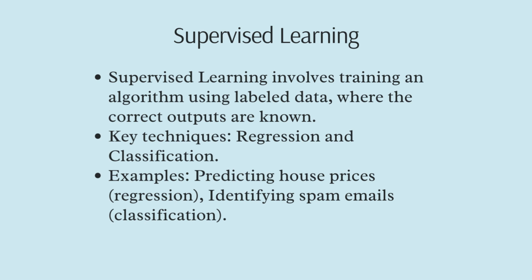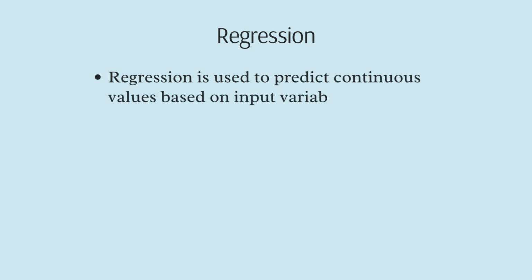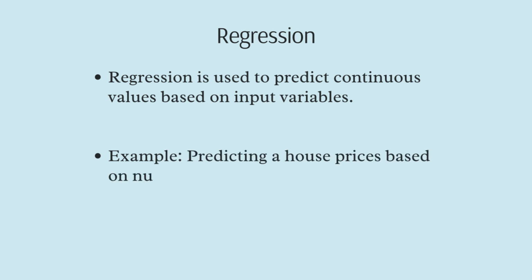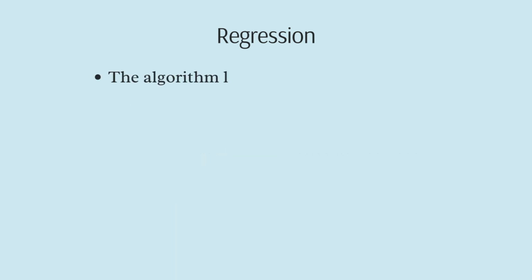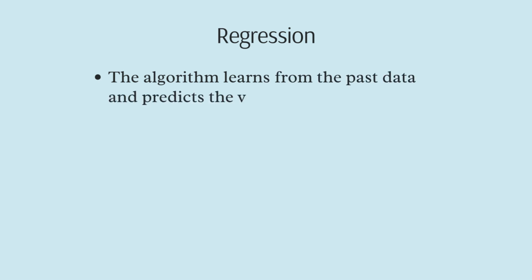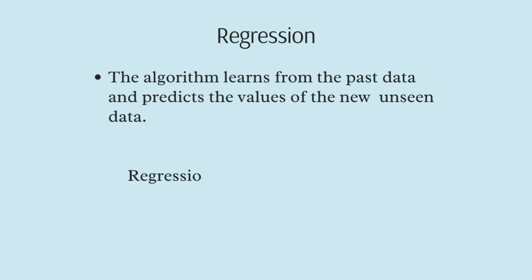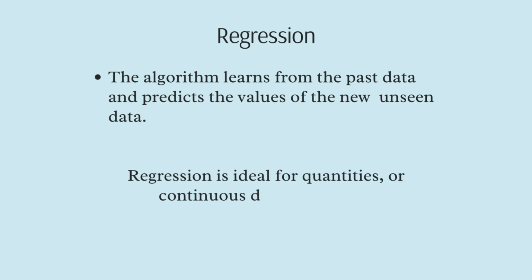Let's start with regression. Regression is used when we want to predict a continuous value based on input data. For example, predicting house prices based on factors like the number of rooms, square footage, and location. The algorithm learns from past data to make predictions about new, unseen data. To summarize, regression models are perfect for scenarios where we are dealing with quantities or continuous data.